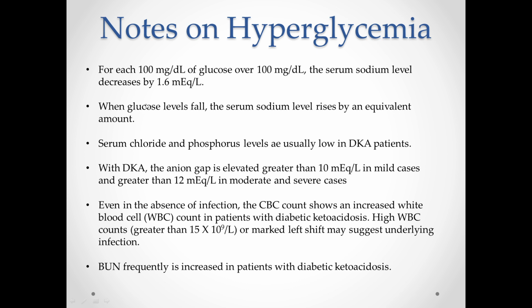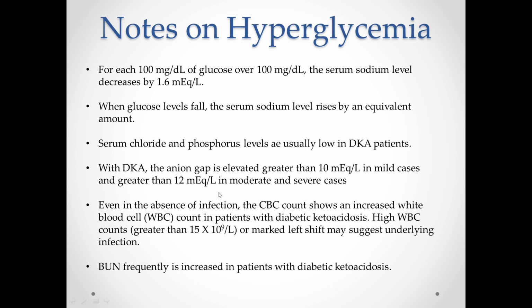So a couple of notes on hyperglycemia. For each 100 milligrams per deciliter of glucose over 100 milligrams per deciliter, the serum sodium level decreases by 1.6 milliequivalents per liter. When blood glucose levels fall, serum sodium levels rise by an equivalent amount. Serum chloride and phosphorus levels are usually low in diabetic ketoacidosis patients. With a diabetic ketoacidosis, the anion gap is elevated greater than 10 milliequivalents per liter in mild cases and greater than 12 milliequivalents per liter in moderate and severe cases.